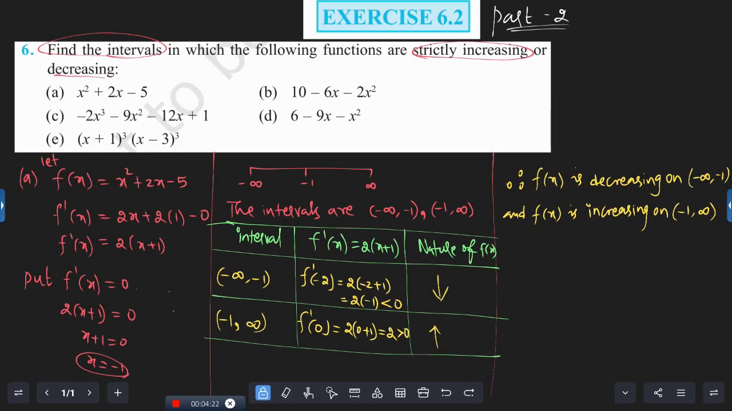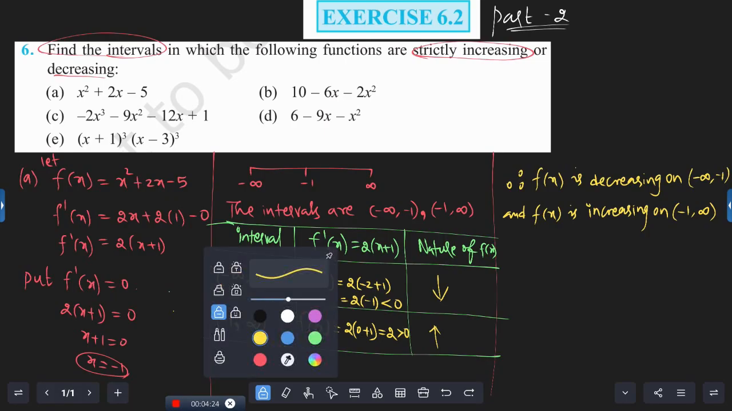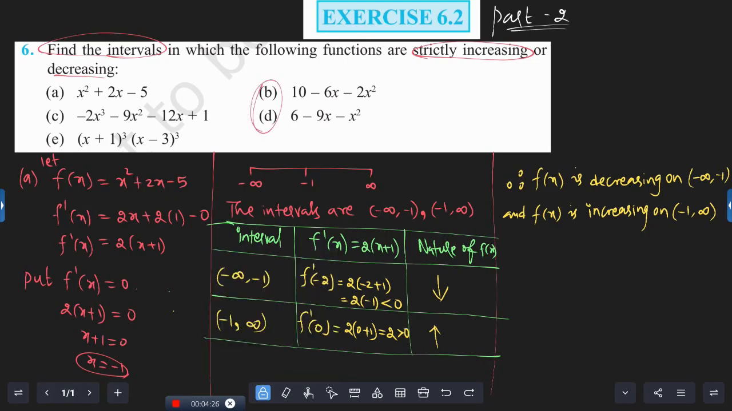In the same model, these two are also quadratic. So you take B and D as your homework. Try B and D as your homework. We'll go to question number C.